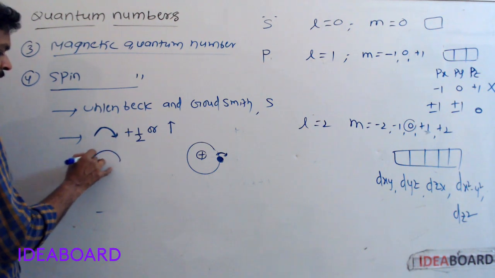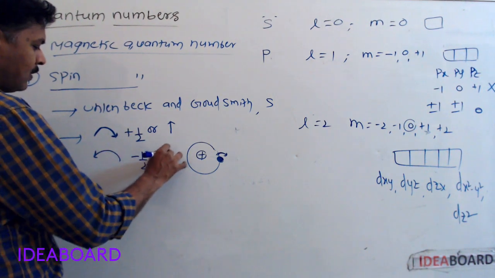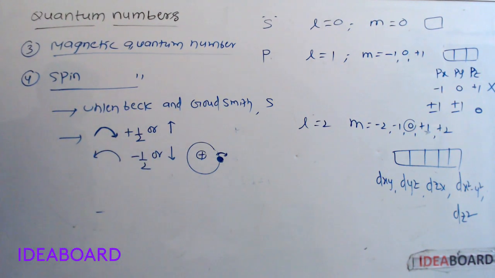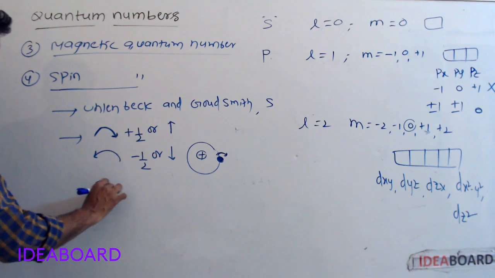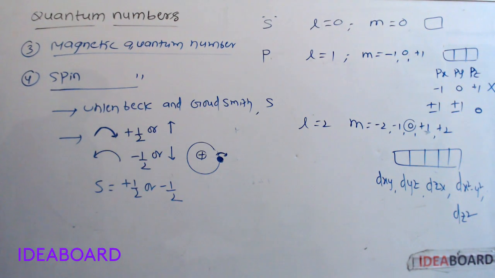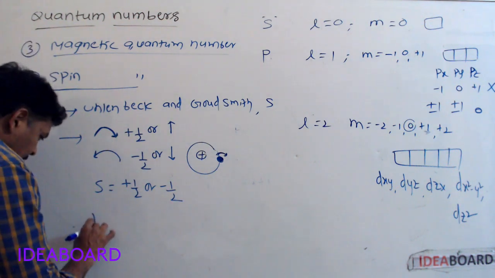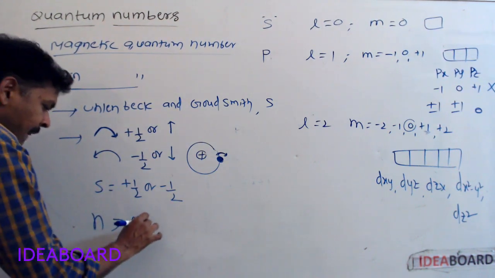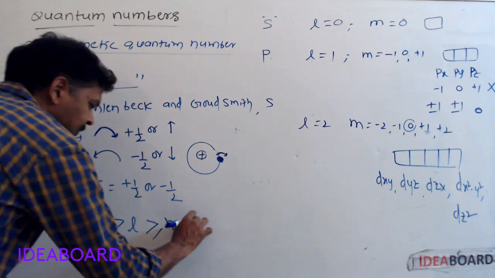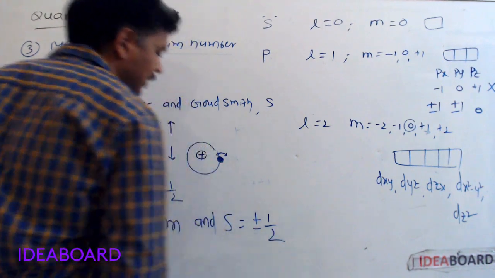If the electron spins in the anti-clockwise direction, it is denoted by minus 1 by 2 or a downward arrow mark. So S values are only plus 1 by 2 or minus 1 by 2. It gives the spin of the electron. So the necessary condition for a correct set of quantum numbers is n greater than l, l greater than or equal to m, and S value plus or minus 1 by 2 only.